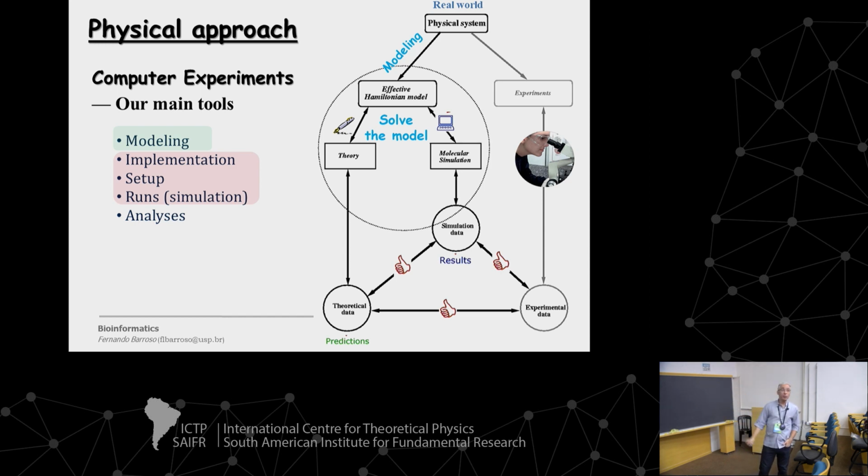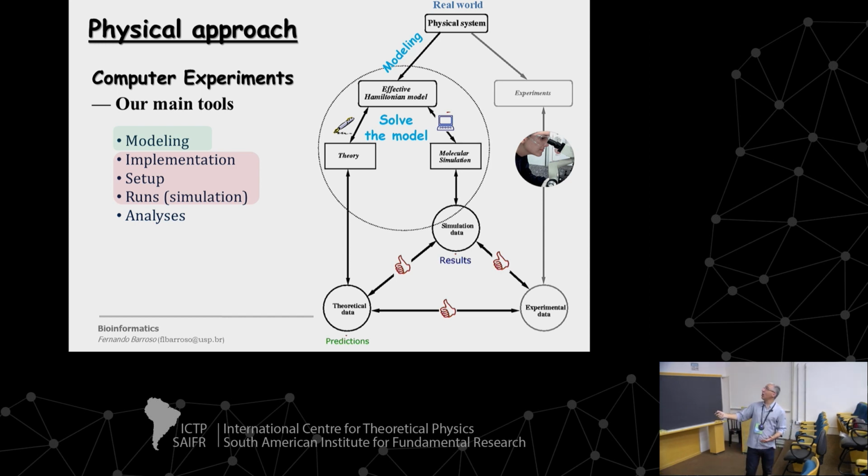I have the real world, I have the problem that I want to solve, and I need to make a model. And then, of course, when I make a model, I have to decide if I'm going to use a theoretical approach or a simulation approach to solve the model. Very often, when I go to the theoretical side, I need to invoke additional approximations. So I have to introduce new simplification in my model.